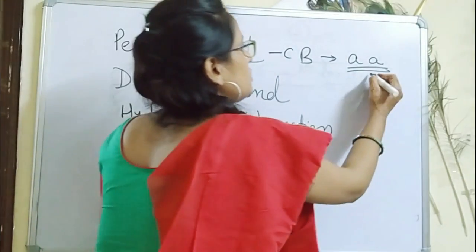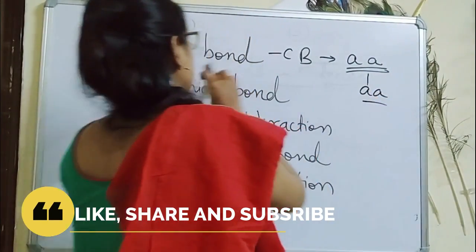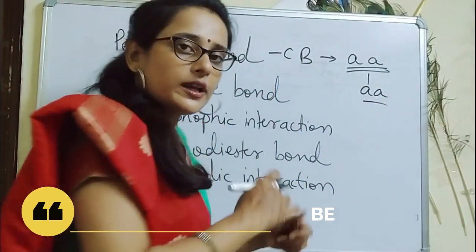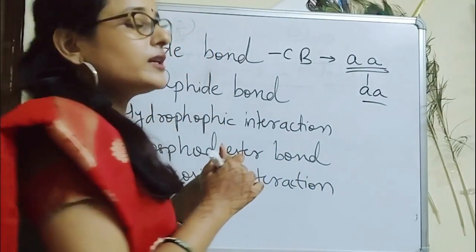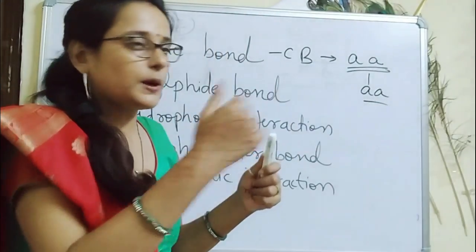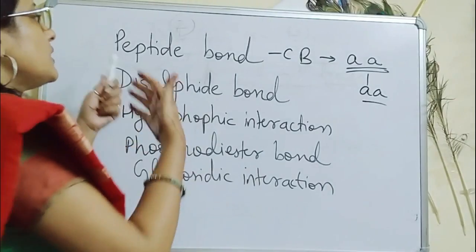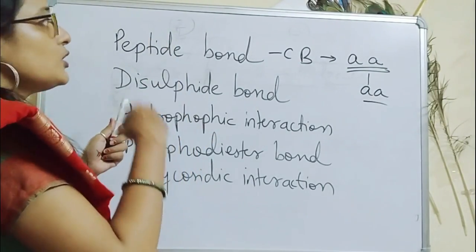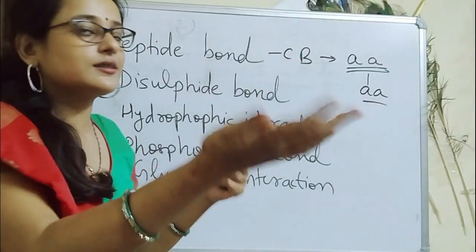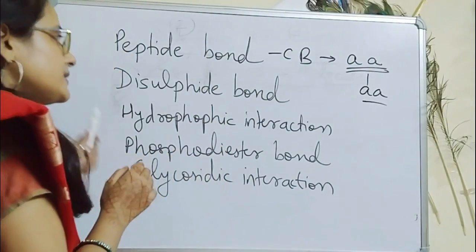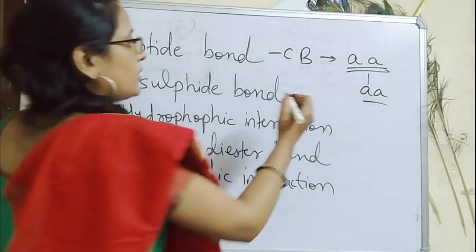So the bond in between two amino acids is called a peptide bond, and it is a type of covalent bond. How peptide bond is formed, we will discuss in our upcoming videos. I am just telling you the names so that you can remember those things when we will discuss it actually. A disulfide bond is a type of covalent bond, same.